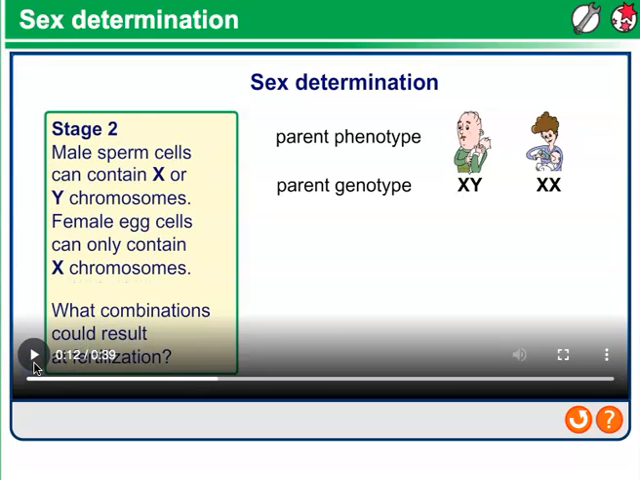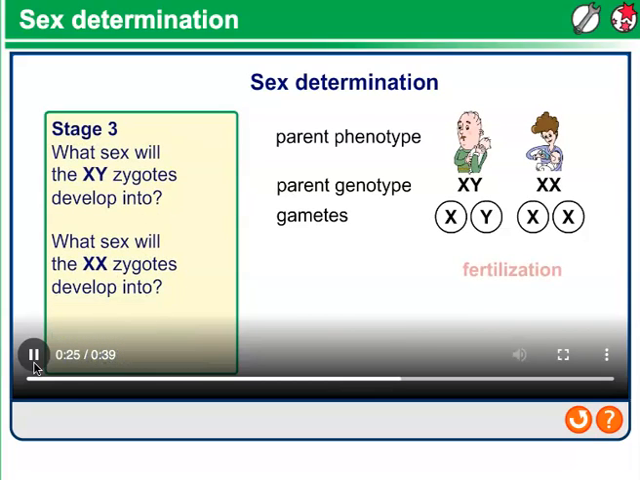Stage 2. Male sperm cells can contain an X or a Y chromosome. Female egg cells can only contain an X chromosome. What combinations could result at fertilization? Stage 3. What sex will the XY zygotes develop into? And what sex will the XX zygotes develop into?